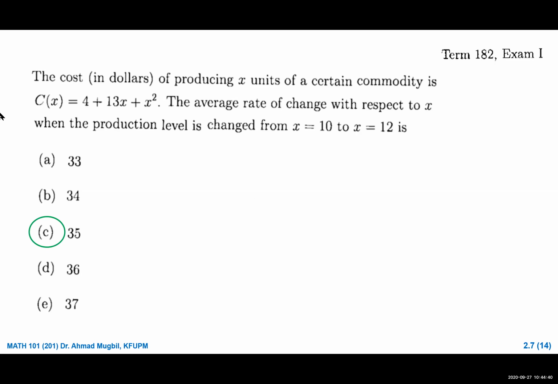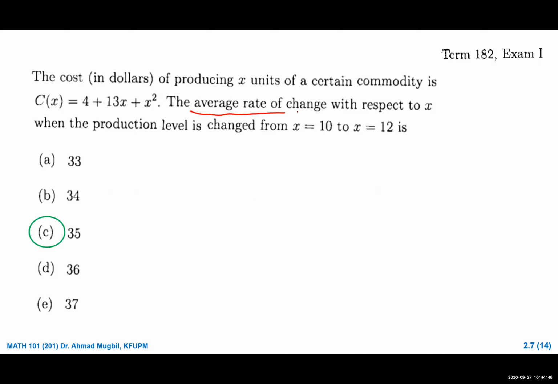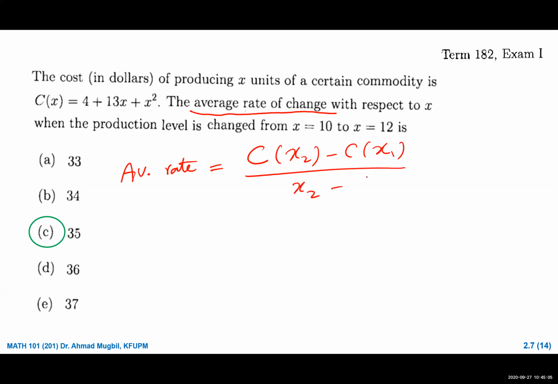The idea, Shabab, is that the question is about the average. So it is about the average rate of change. It is not about the rate of change. So the average rate of change, I will not write all the statements, will be C of x2 minus C of x1 over x2 minus x1. There is no limit in the average rate.